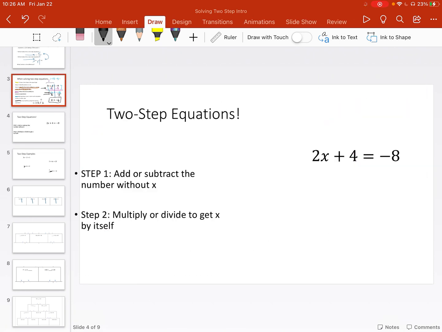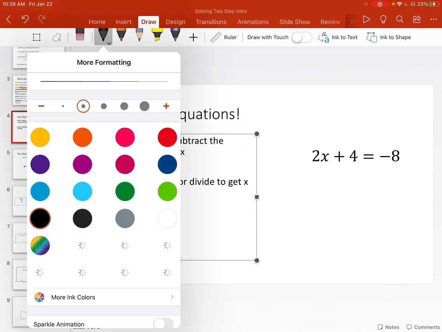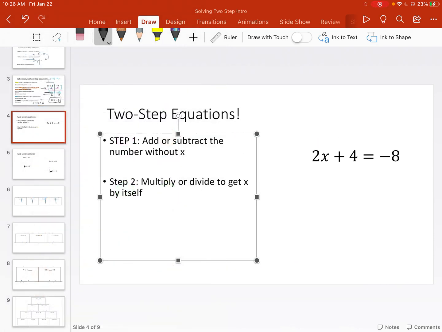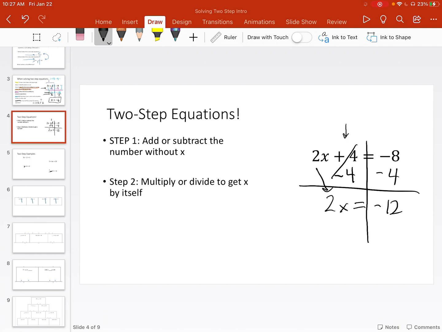That's what this slide talks about. Let me move this back. That was weird. And that's what this slide talks about. Step 1, we're going to add or subtract the number without x. So in this case, this plus 4 is without x. It's add, so I need to subtract. And again, this is the same problem. Get negative 12. Those cancel. I bring down my 2x because I haven't done anything with that.